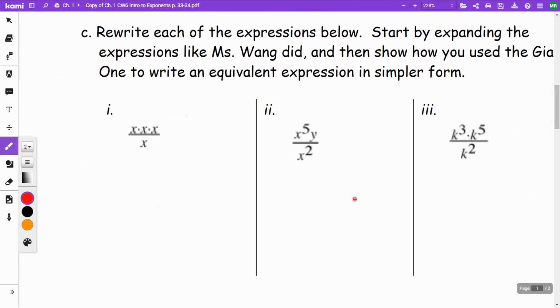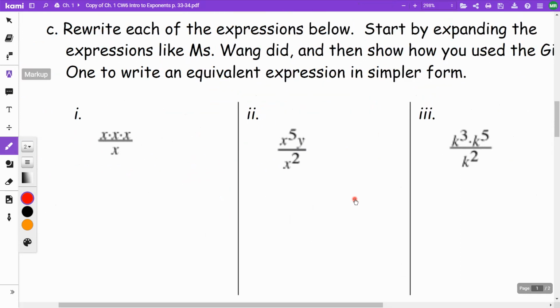So on number 1 here, I notice that we have 1 x on top and 1 x on bottom that we can cancel out or make a 1. And I am going to end up with an x to the second as our final answer.